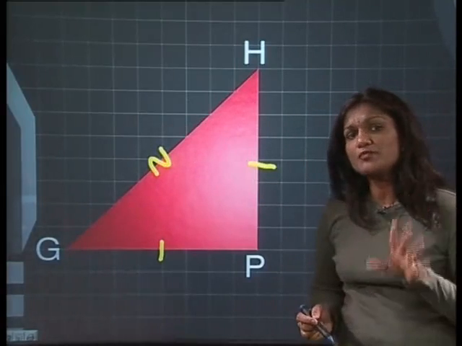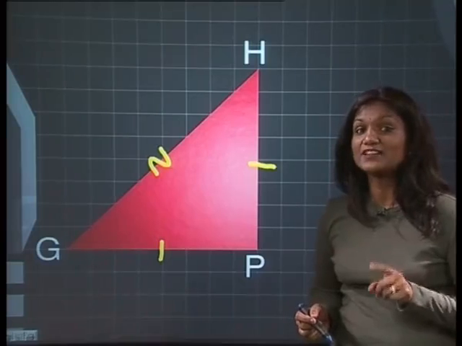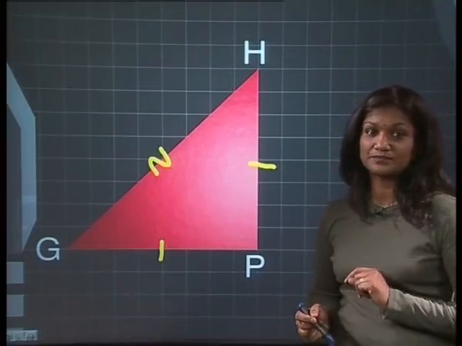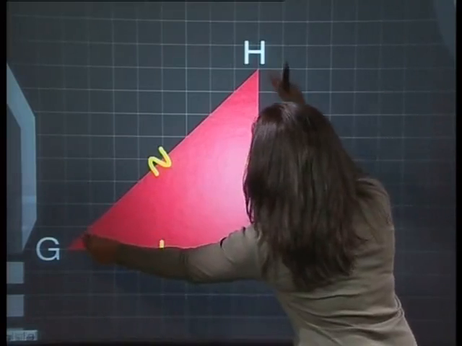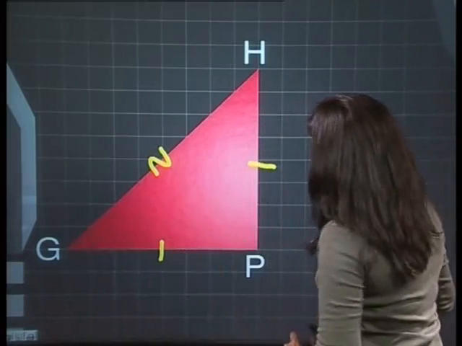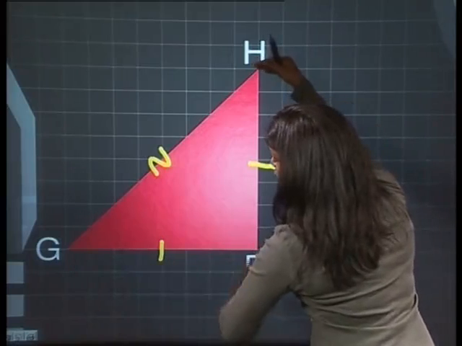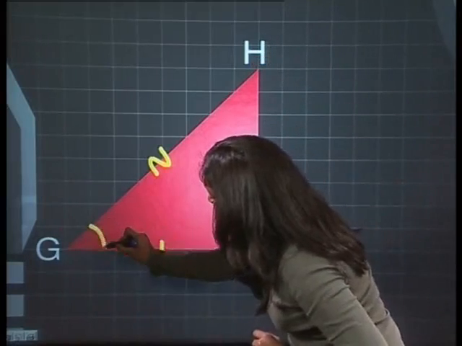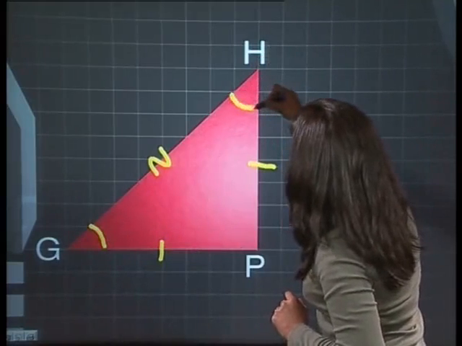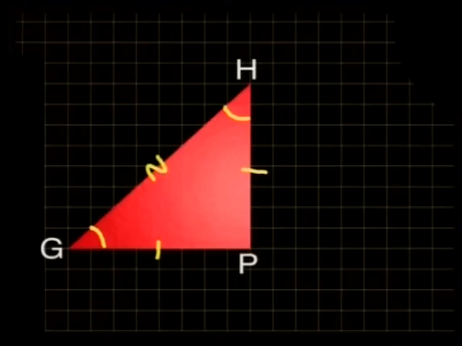Now, can you remember anything about the angles opposite equal sides? Do you see that angle G lies opposite to side PH and angle H lies opposite to side GP? This means that angle G is equal to angle H. And this is a right-angled isosceles triangle, so angle P is 90 degrees.